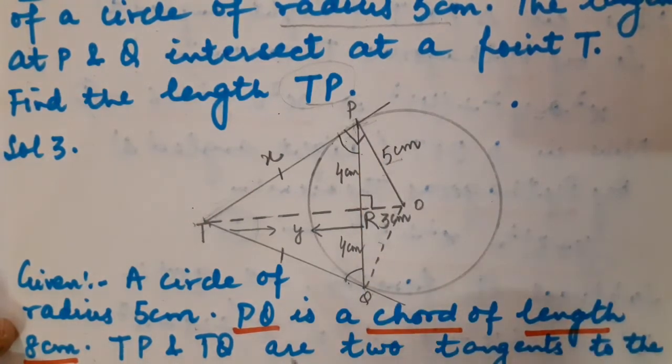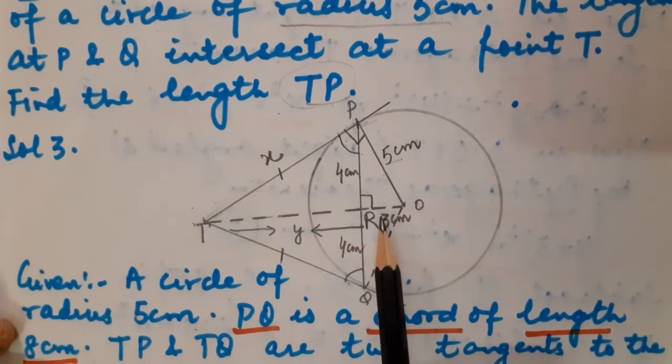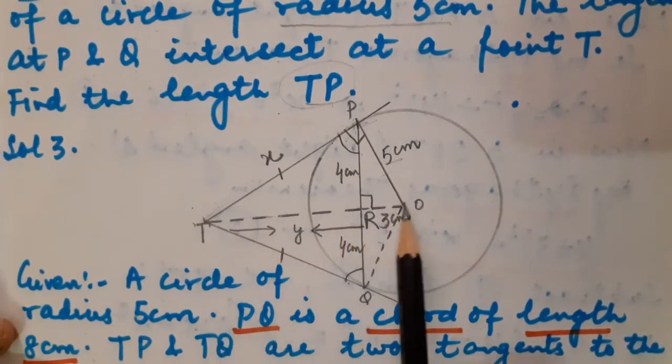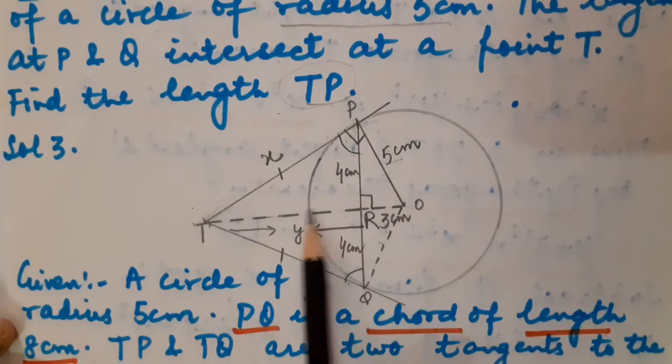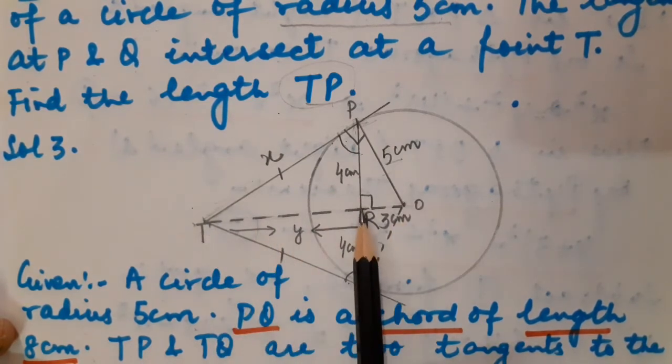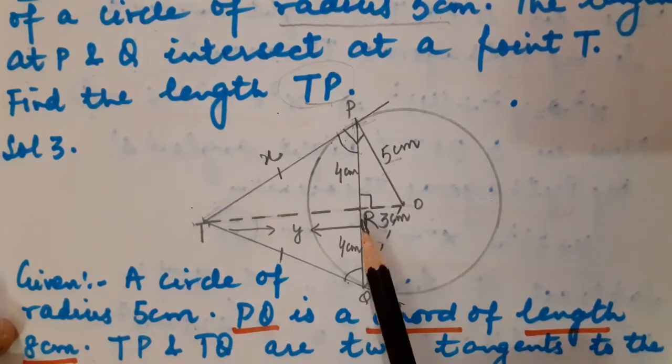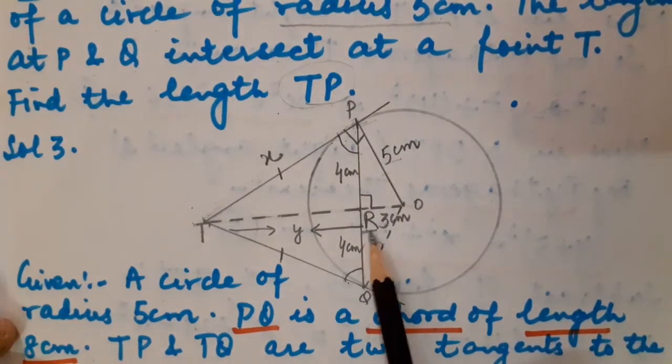So what I am going to do, children, a small construction I am going to do. I am joining OT. Fine. As I joined OT, definitely this OT is going to intersect the complete chord PQ at some point. So let that point be R. Okay. Now children, what do you have to do?